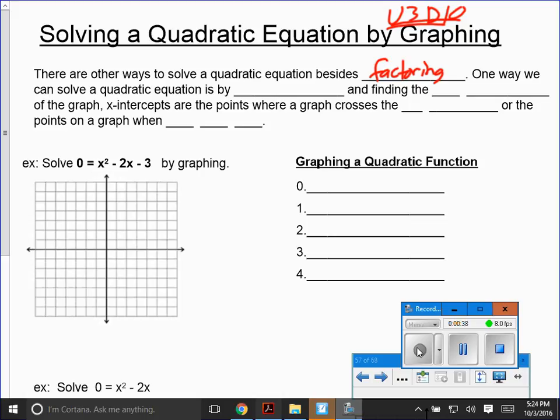One way we can do it is by graphing the equation and finding the x-intercepts on the graph. X-intercepts are points where the graph crosses the x-axis. It's like y-intercepts in graphing lines, where the line crosses the y-axis; the x-intercept crosses the x-axis. It also means the points where y equals 0. This is important because in standard form, we have 0 on one side of our equation.